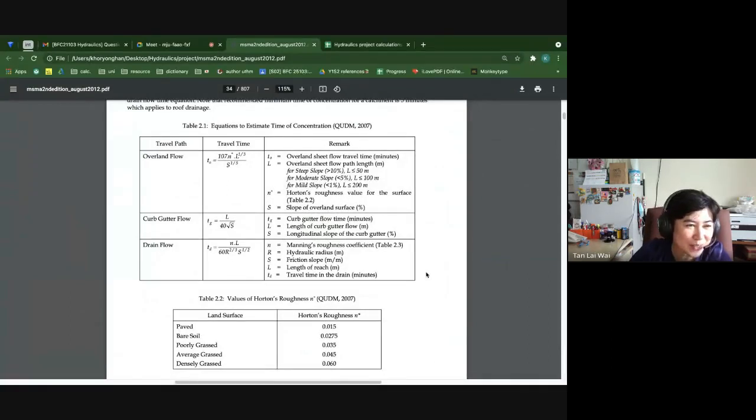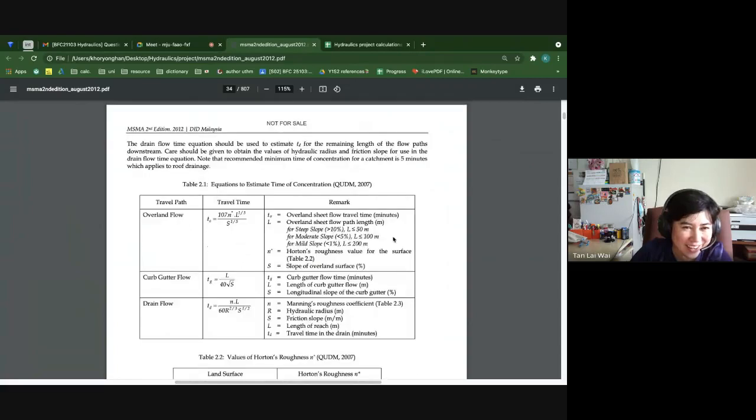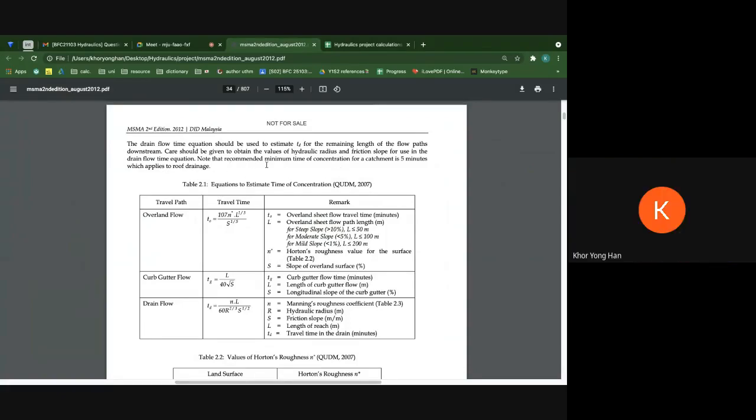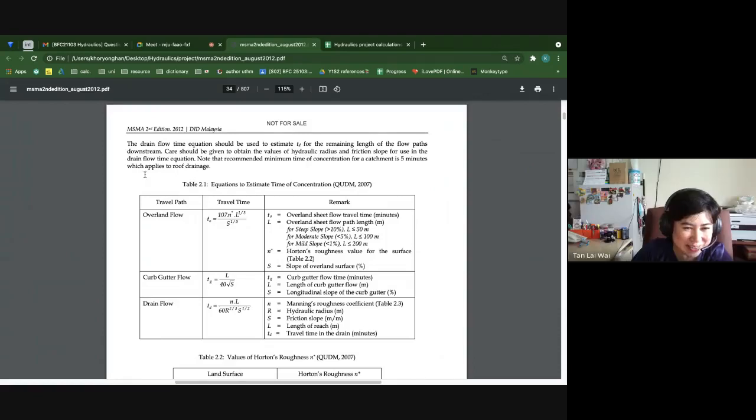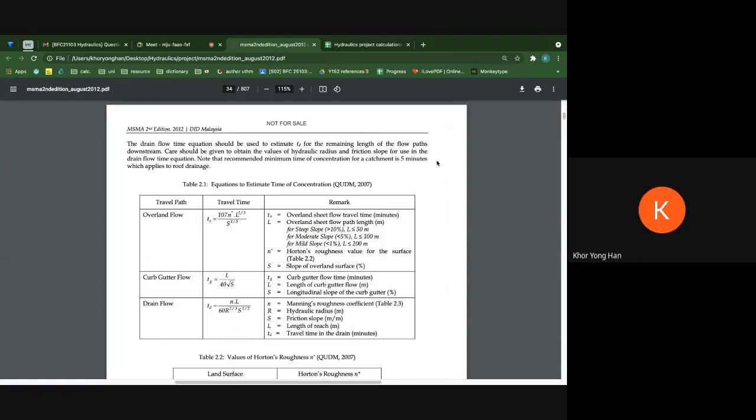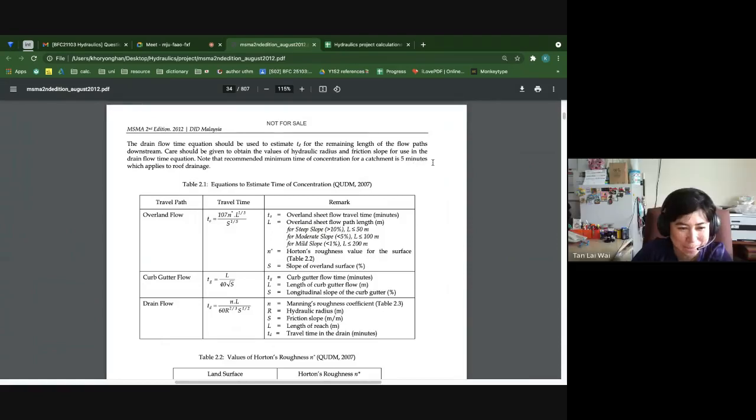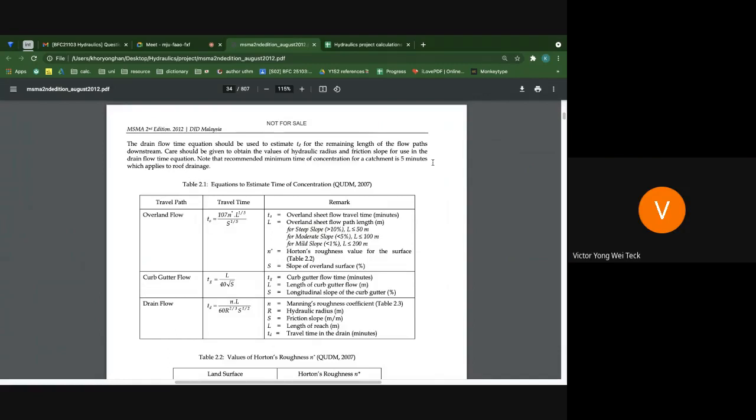Okay. I want to see the top part. What could you read? Could you understand the last line? The recommended minimum time of concentration for catchment is 5 minutes, which applies to roof drainage. So what does it mean? You cannot use TC less than 5 minutes, huh? Okay, it's fine. Minimum 5 minutes.